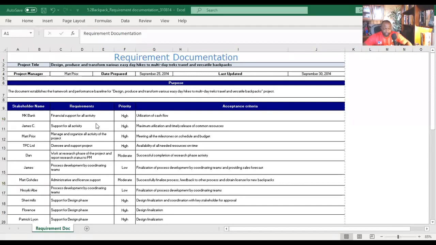Today, we're taking a look at requirement documentation. As you can see here, this is a requirement document that is used to gather requirements. We have stakeholder name, the requirement itself. We could even go a step further and talk about priority and the acceptance criteria. Typically, in a requirement document, it will state how the requirement meets the business need. It could also state what exactly the acceptance criteria is.